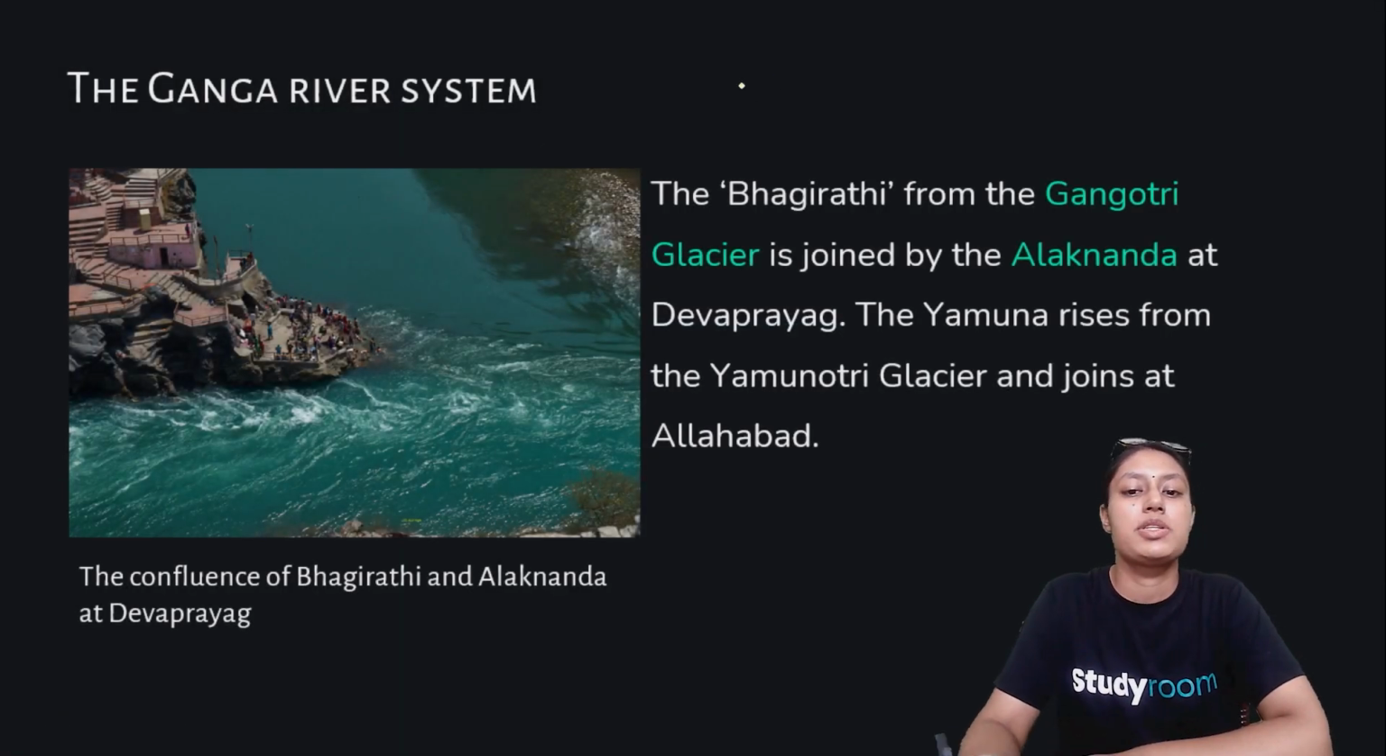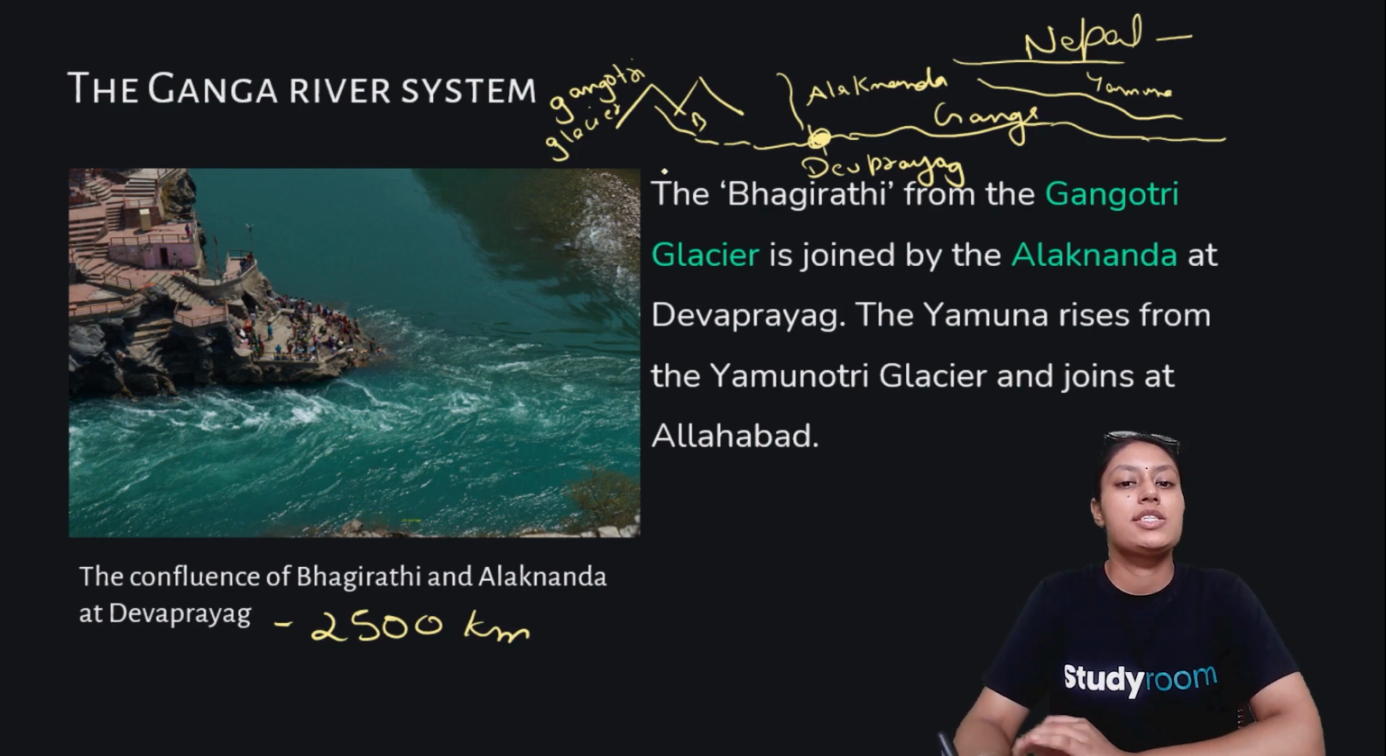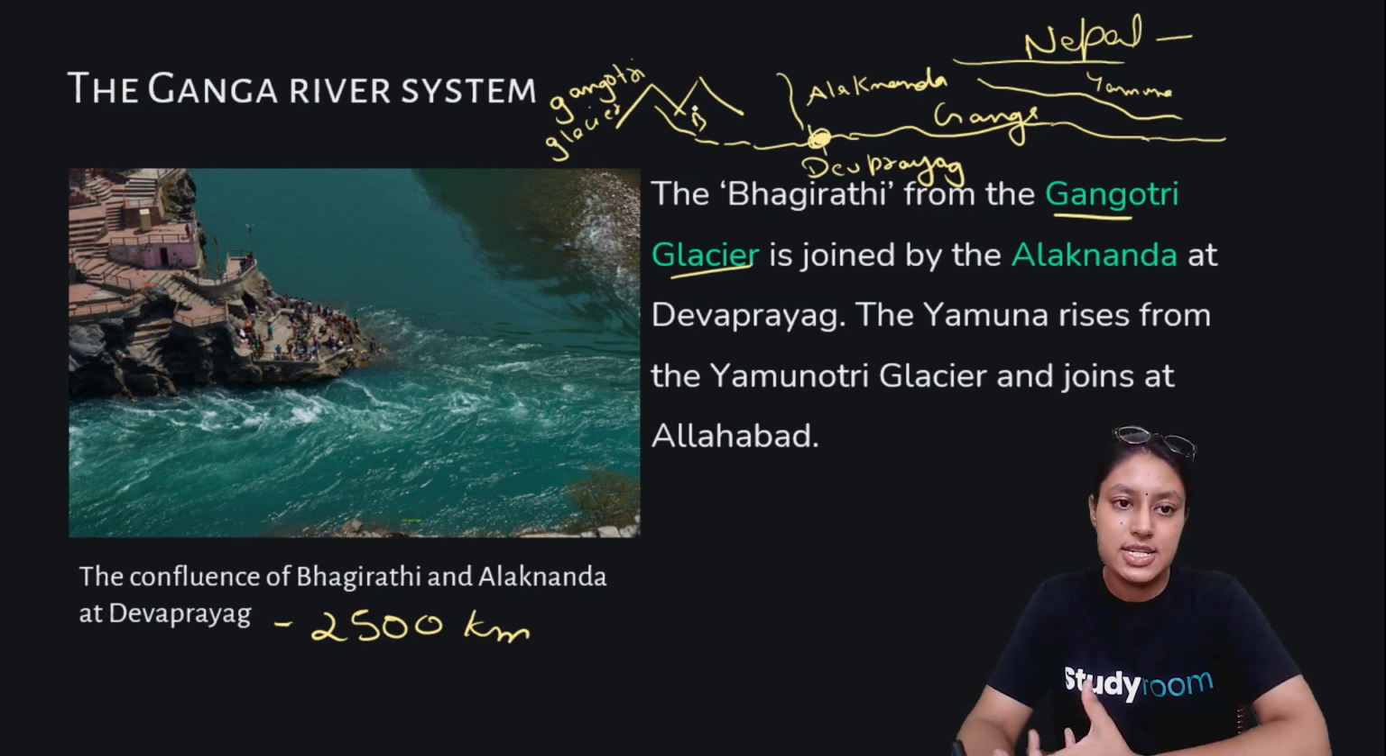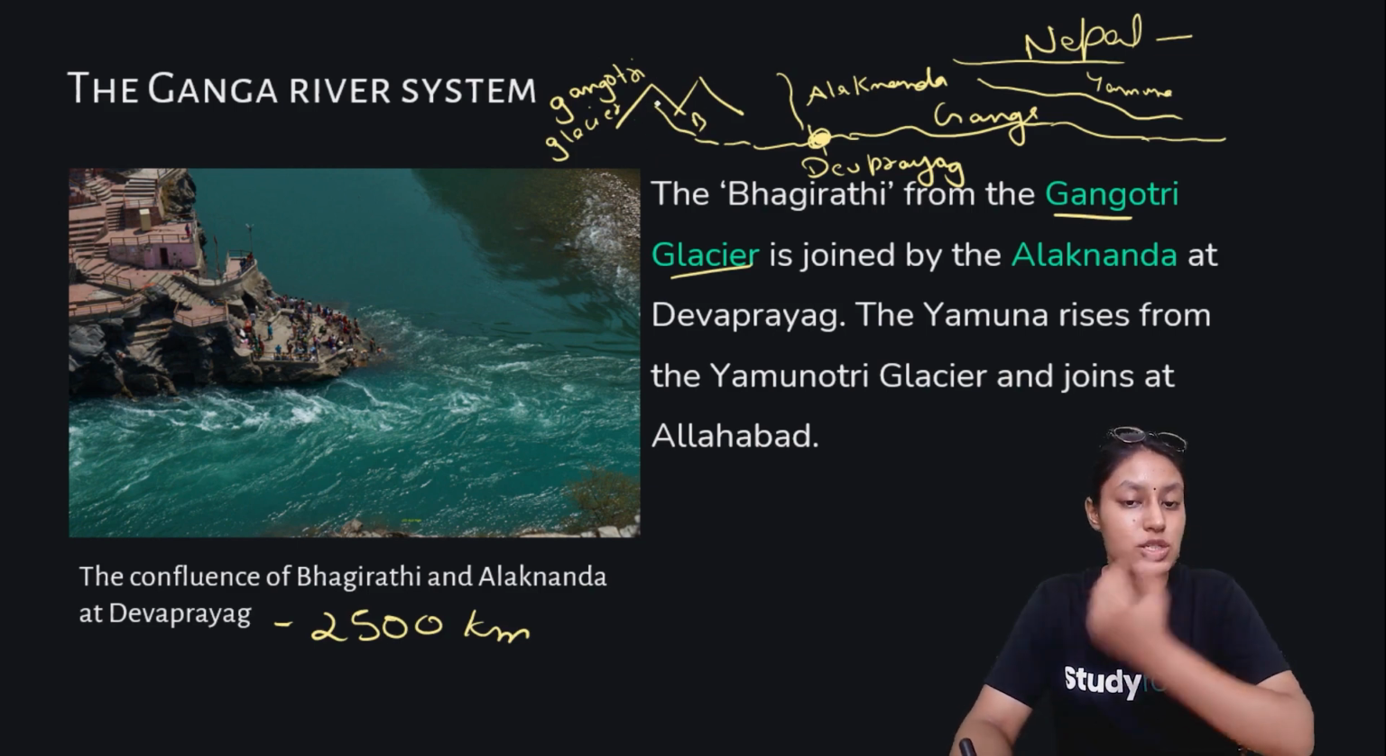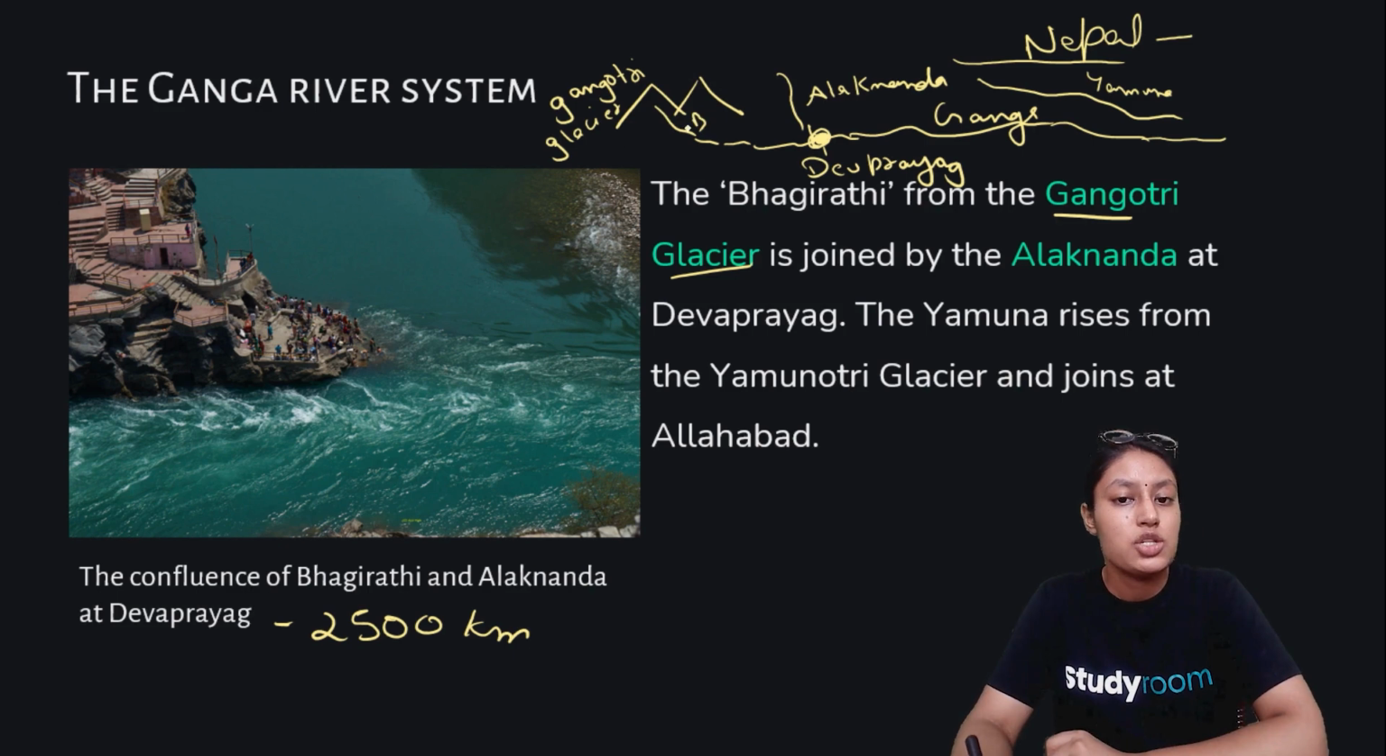Our next system is the Ganga River system. Let me draw its pattern to make it clearer. Ganga originates from the Gangotri glaciers, which are in the Himalayas. When Ganga originates, it's initially called Bhagirathi.